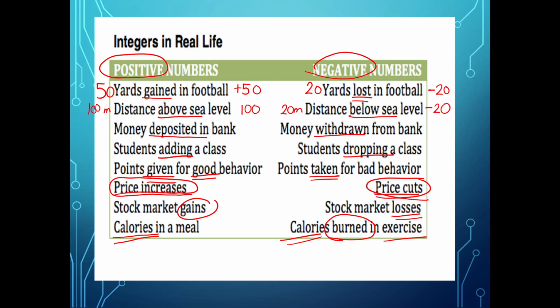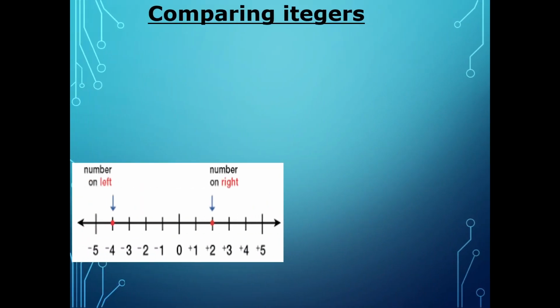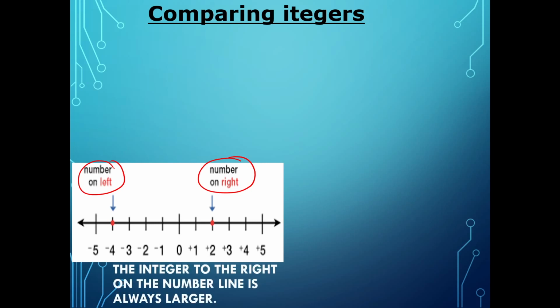Now, let's move on. Do you still remember how to compare integers? Which is bigger, the numbers on the left or the numbers on the right? On the right, sir. So take note of that. The integer to the right on the number line is always larger.